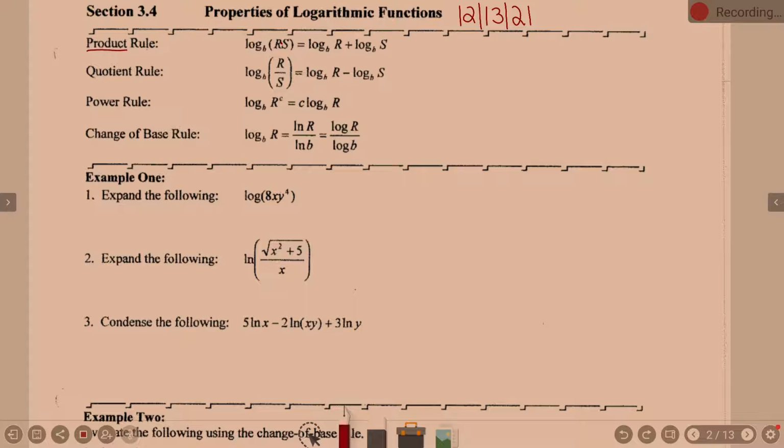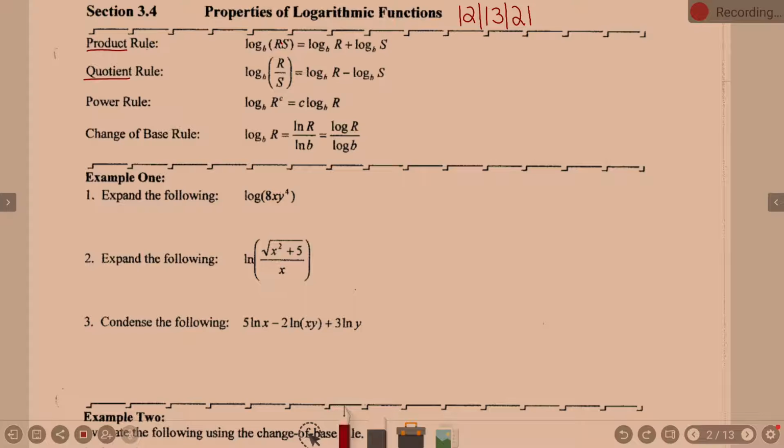This can also be reversed. You can also see it of the form if there's 2 logs being added with the same base, it can be rewritten as 1 log where the insides are multiplied. So that's your product rule. Of course, multiplication and addition go together. We also have the quotient rule, which is going to be similar to the product rule.